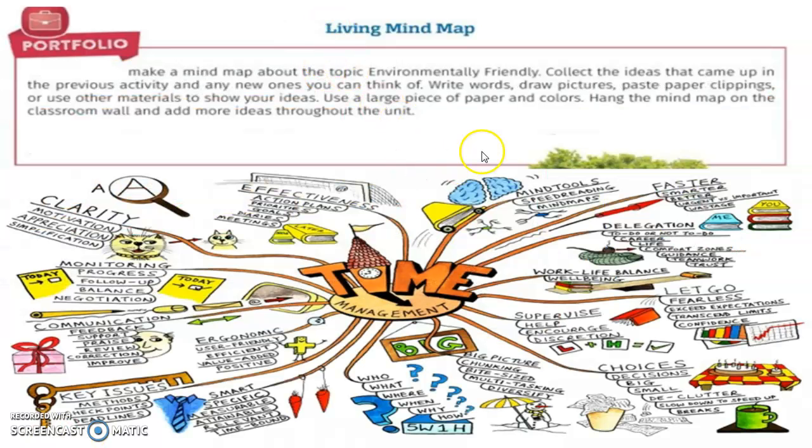Next to that, we got a living mind map. In your portfolio, make a mind map about the topic environmentally friendly. Collect the ideas that came up in the previous activity and any new ones. You can think, write words, draw pictures, paste papers, clipping, or use other materials to show your ideas. Use a large piece of paper and colors.